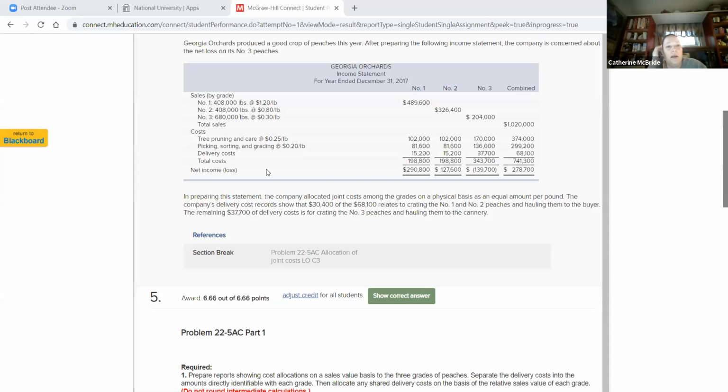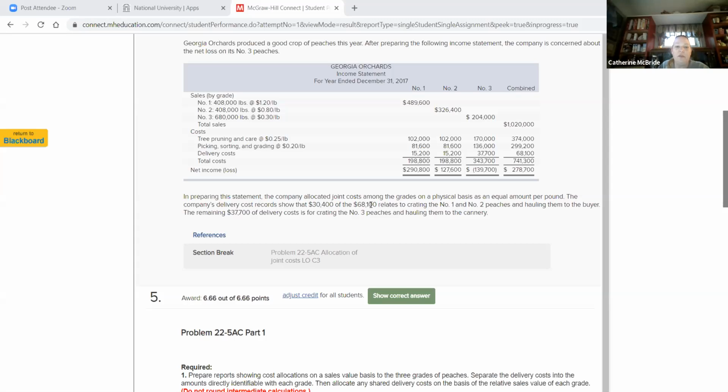So what do we have? I need to look at this. Okay, so we have the sales for 1, 2, and 3, and combined. We have the pounds that are sold and the dollar amount that they're sold for. And then we have the costs for each one, for pruning, picking, and delivery. In preparing the income statement, the company allocated joint costs among the grades on a physical basis as an equal amount per pound. So we're allocating per pound.